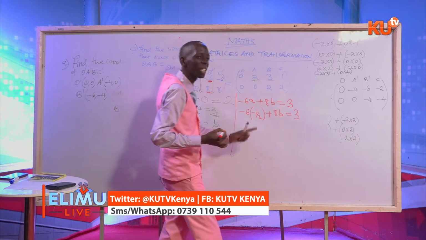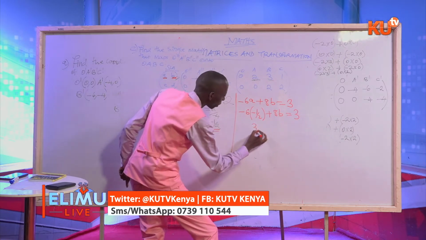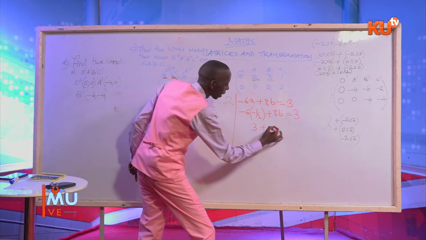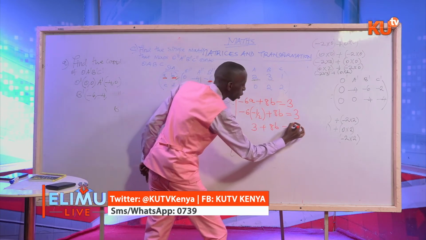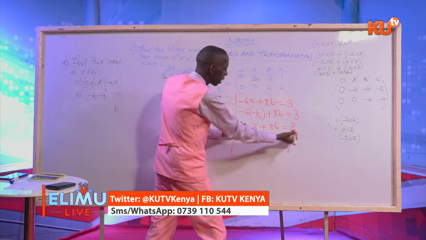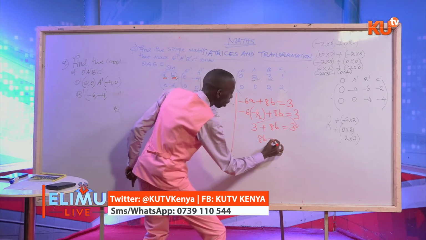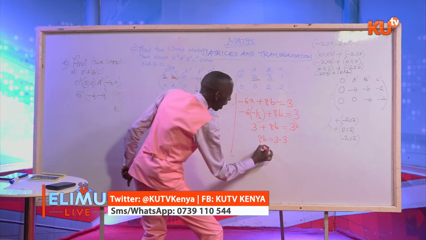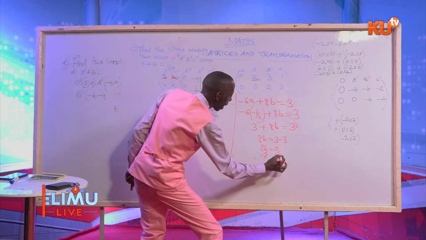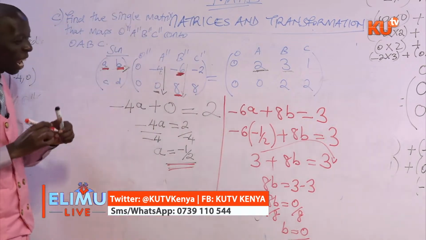What is negative 6 times negative 1/2, my dear student? This is positive 3 plus 8B is equals to 3. Take 3 to the other side. 8B is equals to 3 minus 3. 8B is equals to 0. Divide by 8. Our B is equals to 0. We have gotten A and B.